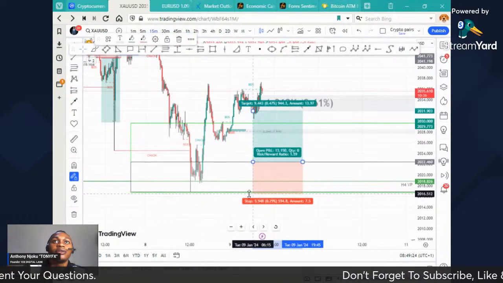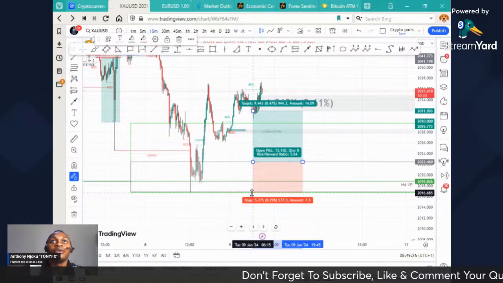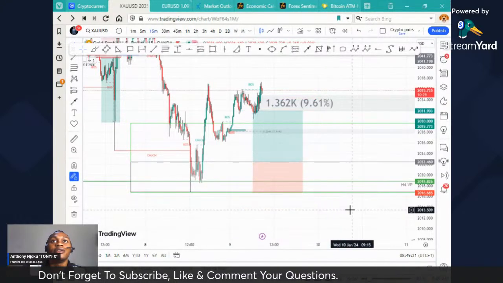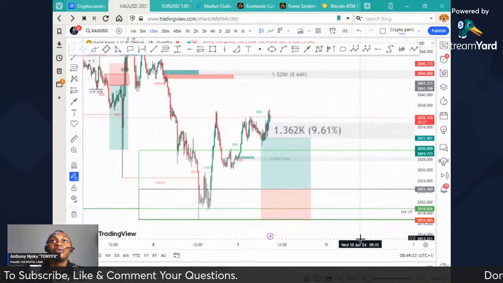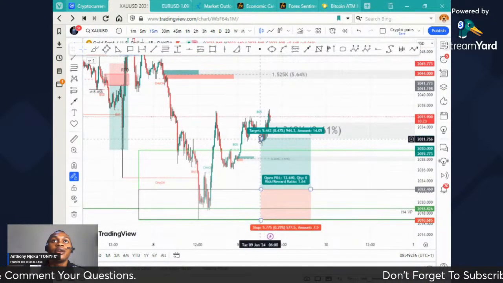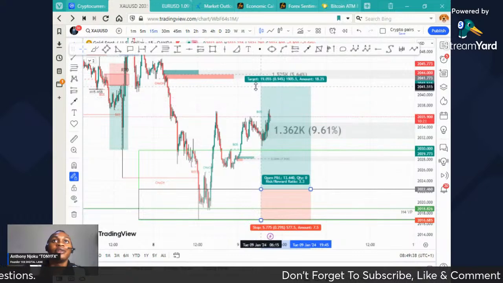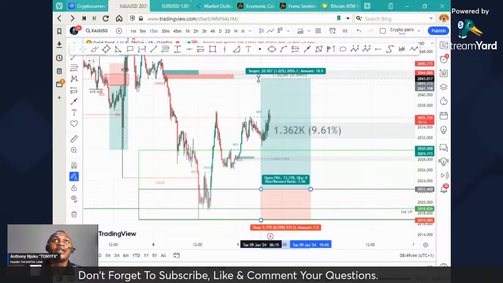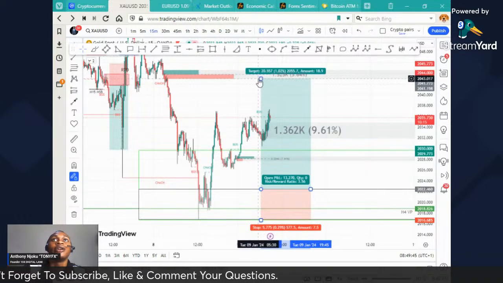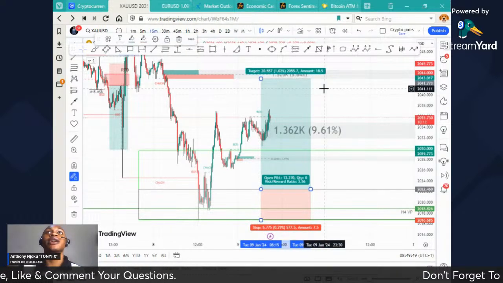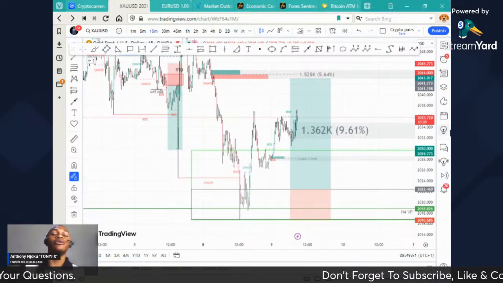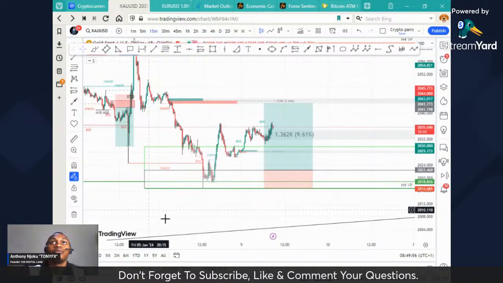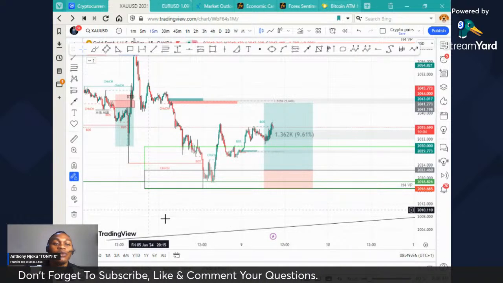Okay, so based on what I see, a 57 pip move, and whenever that mitigation happens, we can then get our reward. But basically what I can see is a 205 pip move, which is about 1:3.5. So that's what I see mainly for gold right now.